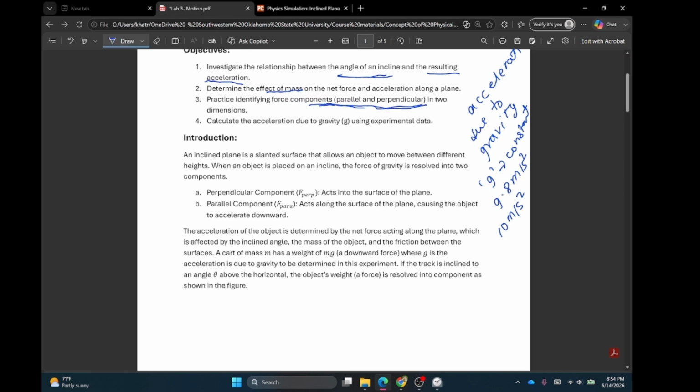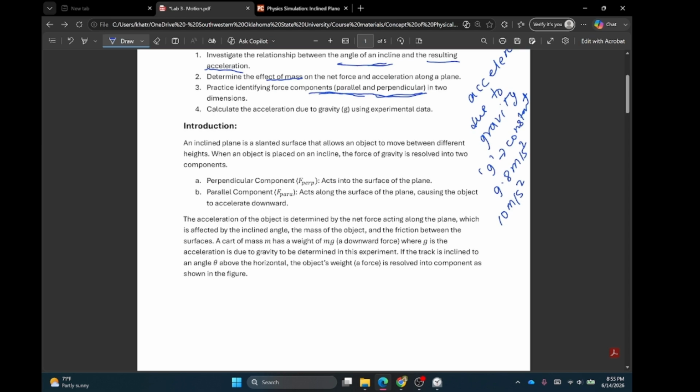And finally we will collect some data and use that data to calculate the acceleration due to gravity and compare this with the standard acceleration due to gravity, and calculate the error between the standard acceleration due to gravity and the acceleration due to gravity calculated using the simulation.